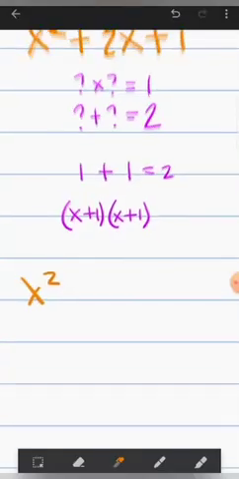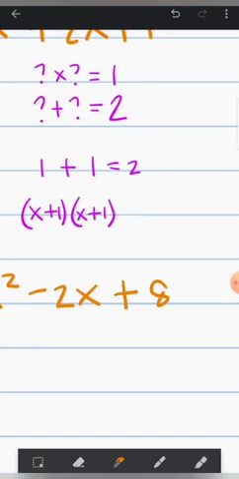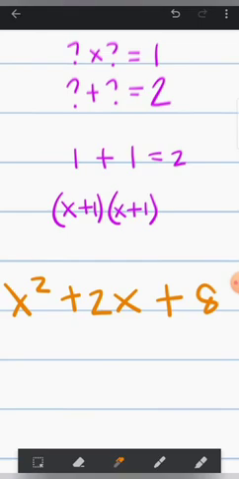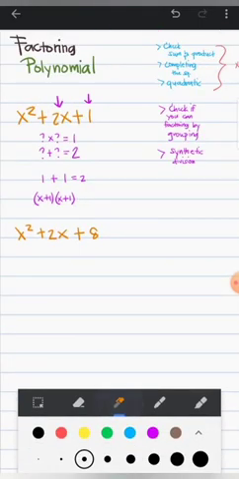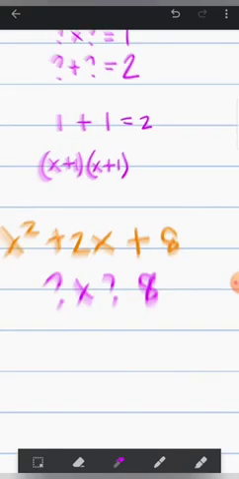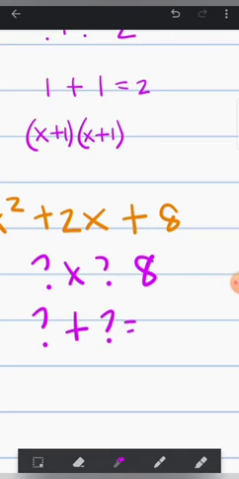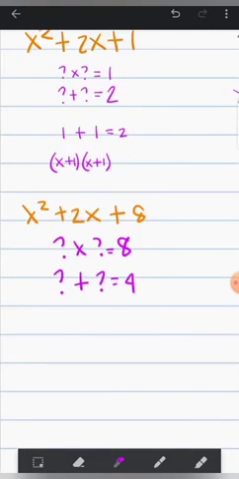What if we have x squared minus 2x plus 8, or let's say positive 2x? So what are the two numbers that if we multiply together will give us 8, and if we add will give us 2? So what are those? The factors of 8 are 4 and 2.